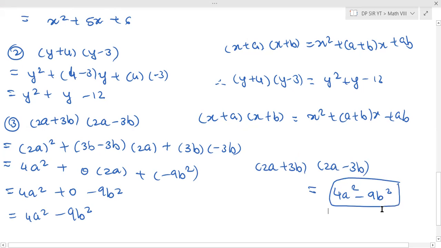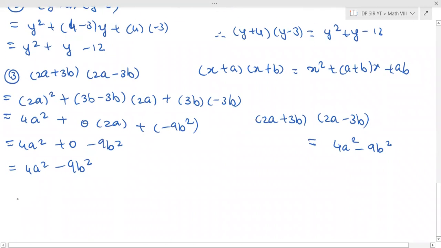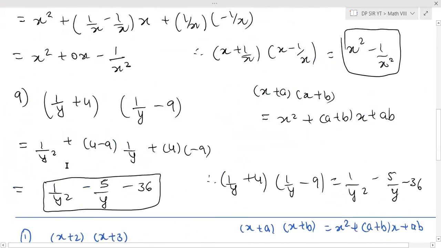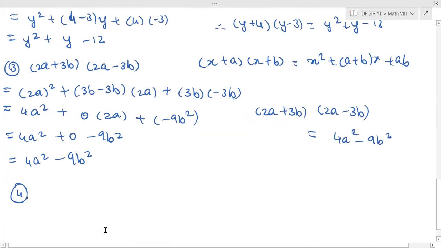Okay, so done with this question also. Questions are easy. I repeat, questions are easy. Let's go for the next question, that is question number 4. Second last question which we were supposed to do for today, that is m plus 3 by 2 and m plus 1 by 2. Good question.